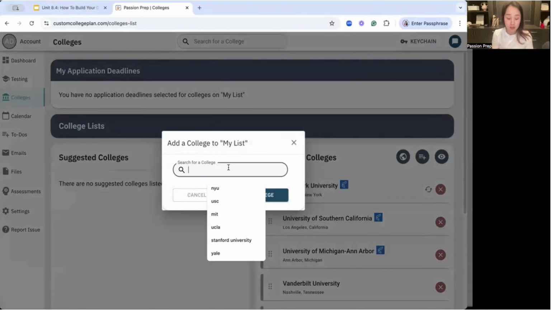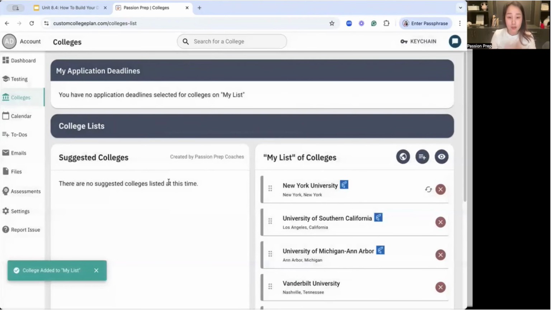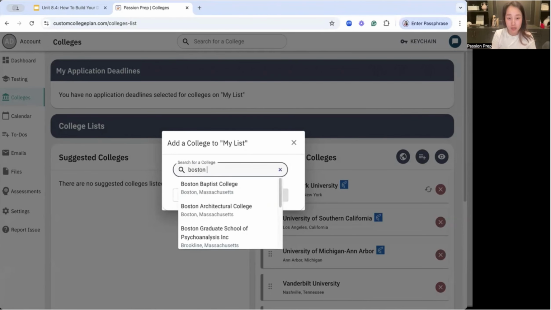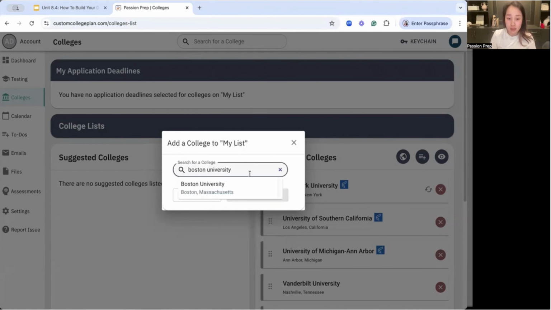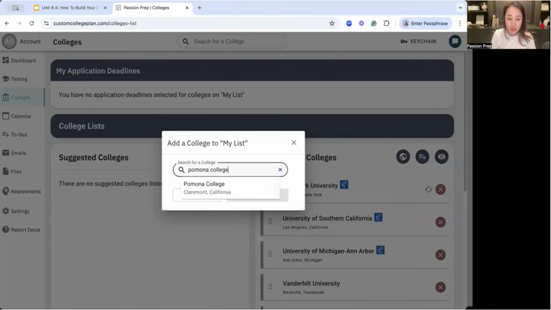So some of the Southern California colleges, I'm very much interested in UC San Diego, so I would add that. I'm adding all the colleges that are very geographically aligned with where I want to go. Boston University is one of them because I want to stay in Boston. Another one is going to be, let's see, NYU. I added that already. So yeah, some of them will overlap, right? I'm also going to add Pomona College because I like California.